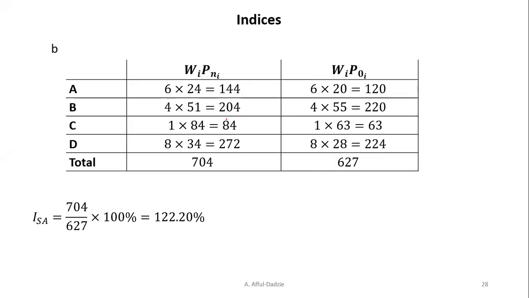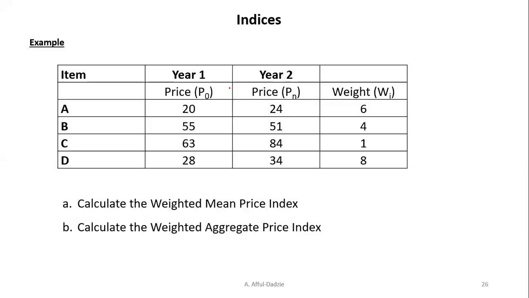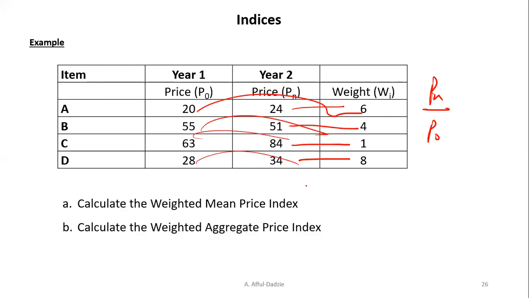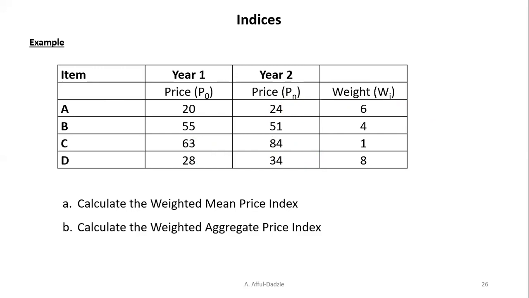If we go to the second one, which is the aggregated one, first you take the PNIs. You remember, it has to be PN over PO. So you first take this, multiply by the weight, this multiply by the weight, this multiply by the weight. And when you are done, you also take this, multiply by the weight, multiply by the weight, multiply by the weight, and then you divide both and you do it over 100.